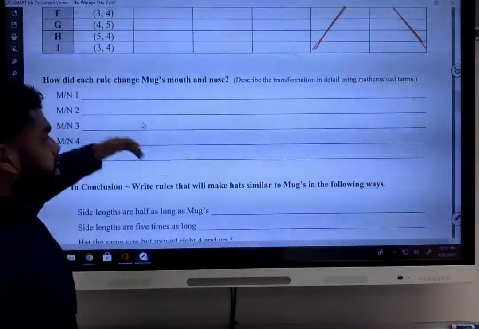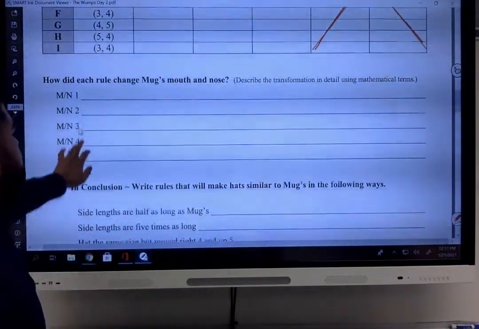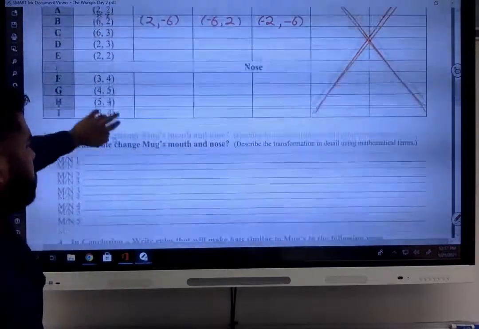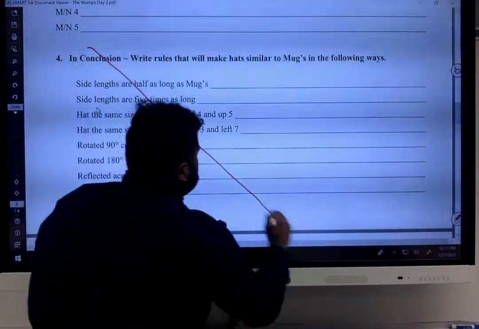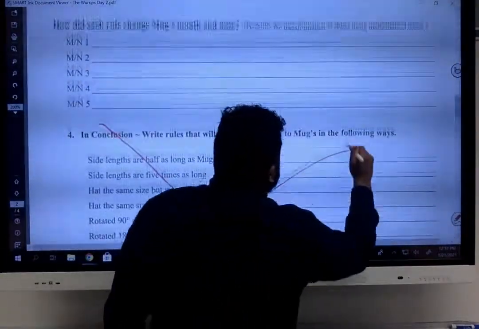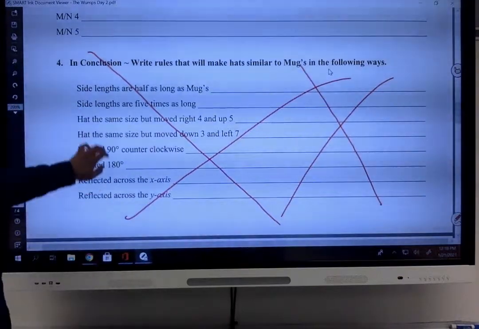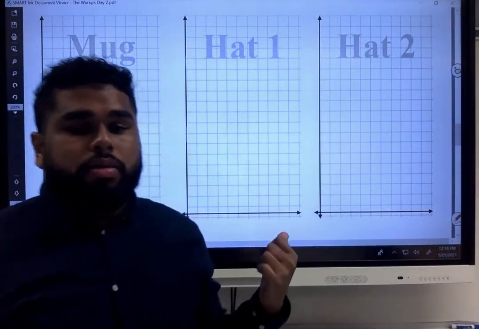All right? And then again, you're going to tell me, how did they change after you applied these different transformations? The end conclusion, I don't want y'all to do that, so go ahead and cross that out. Y'all don't have to do the end conclusion one. And then again, drawing the figures on the graph will get you extra credit, but you are not required to do it.